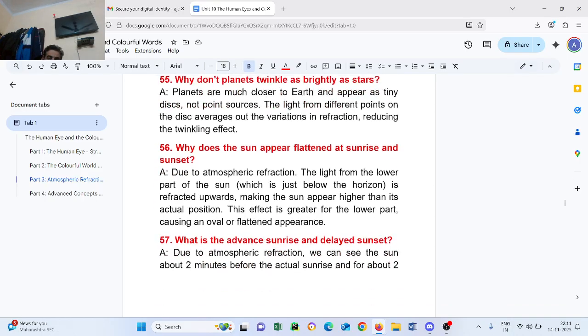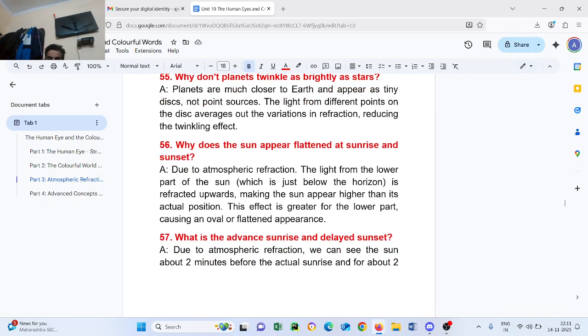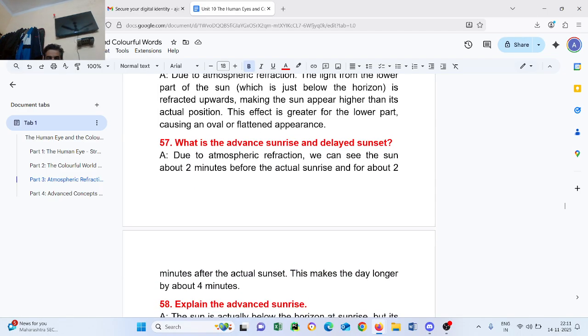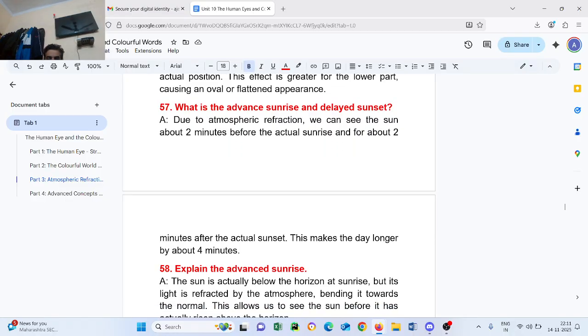Question number 57. What is advanced sunrise and delayed sunset? Due to atmospheric refraction, we can see the sun about 2 minutes before the actual sunrise and for about 2 minutes after the actual sunset. This makes the day longer by about 4 minutes.